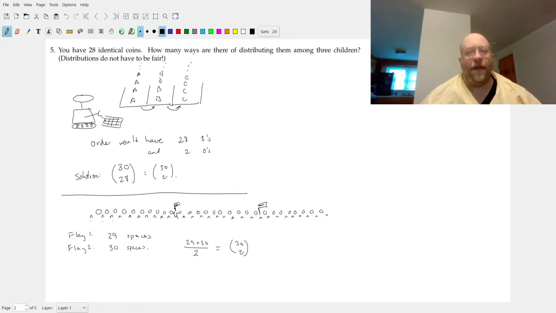We're placing two flags somewhere along this strip that tells us where the divisions between the distributions occur. I think this approach is harder than the robot approach, but it does lead us to the same answer. Okay. I hope this helped with number 5, and I hope seeing two different ways of getting to that answer helped also. All right. Let's move on.